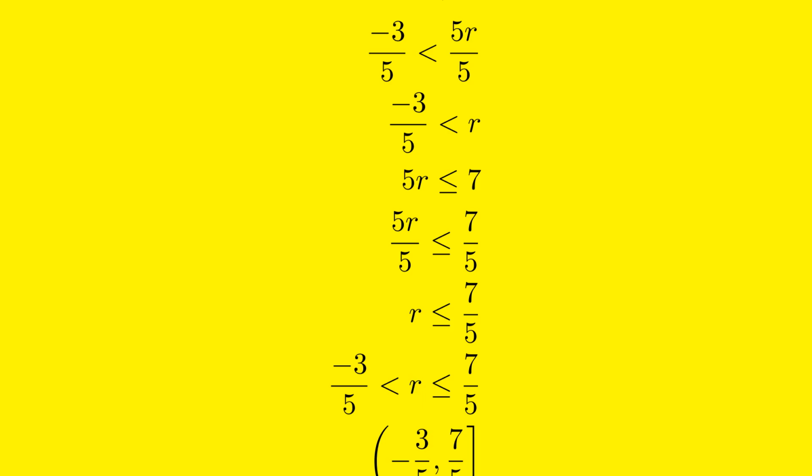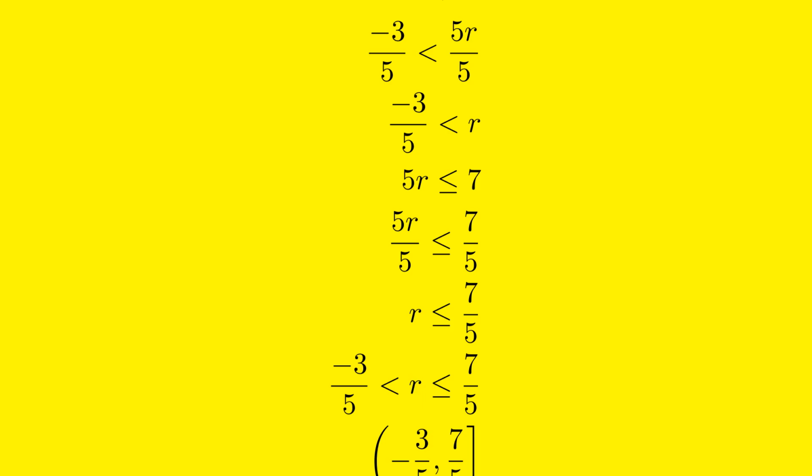Now let's handle the second inequality. 5r is less than or equal to 7. Similarly, divide both sides by 5. 5r divided by 5 is less than or equal to 7 divided by 5. This simplifies to r is less than or equal to 7/5. So now we have the variable r isolated in both conditions. -3/5 is less than r, and r is less than or equal to 7/5. Combining these two inequalities gives us -3/5 is less than r is less than or equal to 7/5.